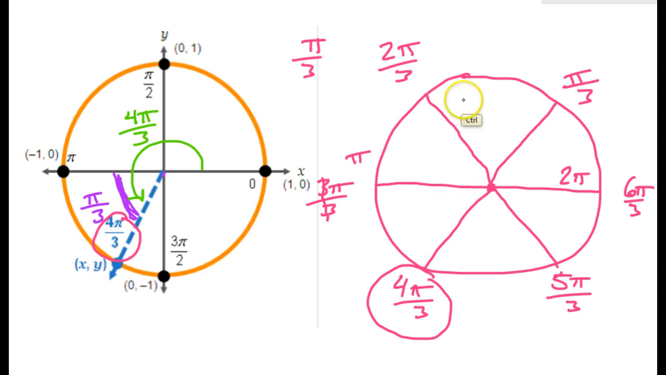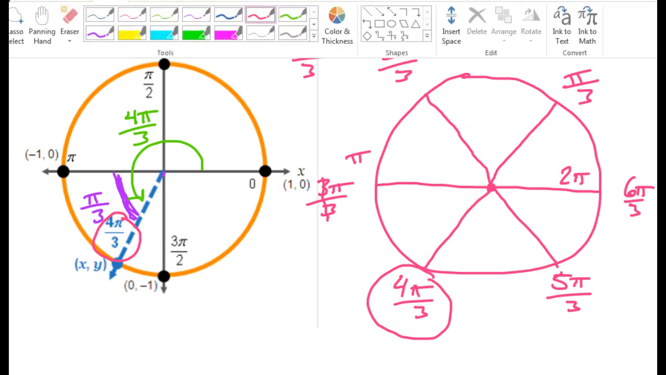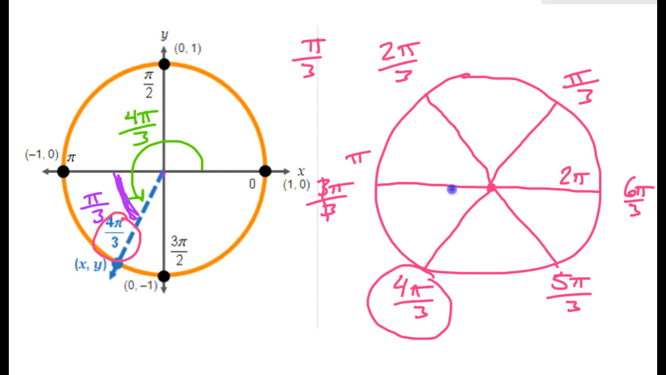But thinking of it this way, it's now easy to see why the reference angle right here is actually pi over 3, because all of these little pizza slices, they're each pi over 3s. 1 pi over 3, 2 pi over 3, every slice is pi over 3. And this is simply one of those slices, so the reference angle is pi over 3.